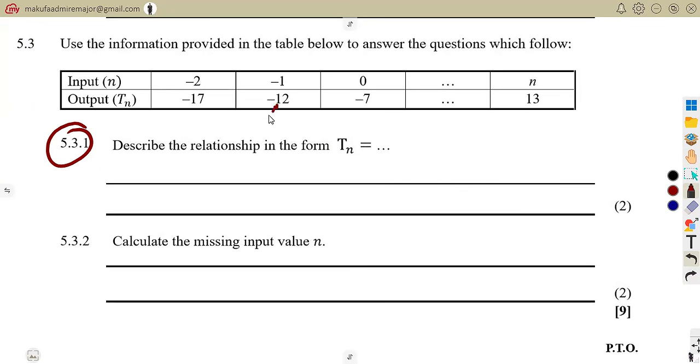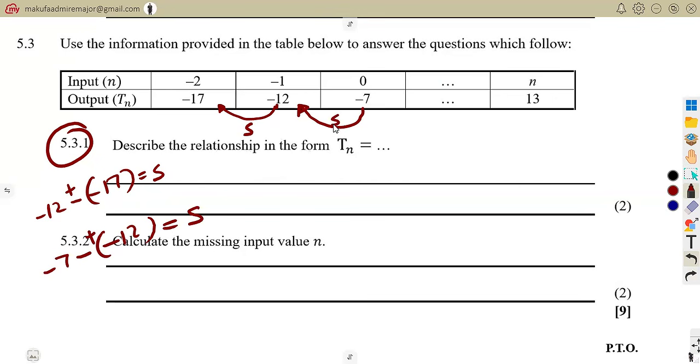So you subtract: minus 12 minus minus 17, like this. It's going to be a plus, which is going to give us a 5. So there's a difference of 5. You do the same thing: minus 7 minus minus 12. It's going to give us a plus, and that's going to give us 5, 5, 5, 5 throughout. So it means Tn is equal to 5n plus c, where c is a value to be found.